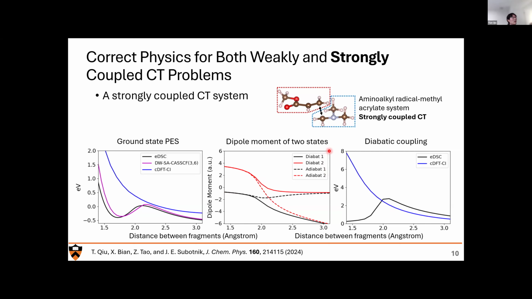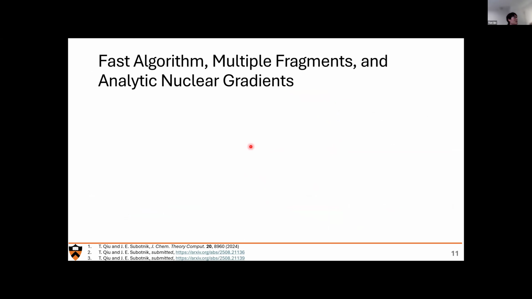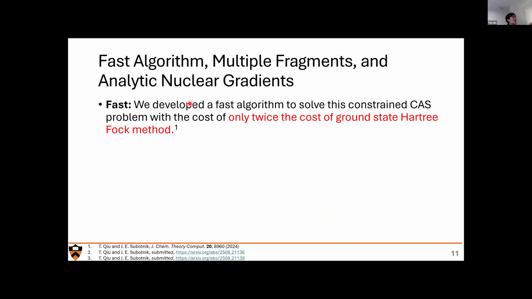So up to this point, I hope I have convinced you that we have got a method with which it is indeed possible to use two configurations to study the charge transfer problem. And what we're going to do next is then to push the efficiency of the method to its limit.